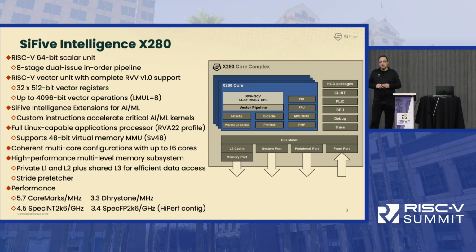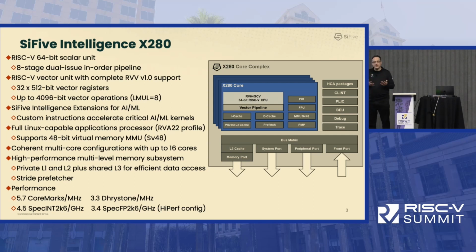In addition to the standard RISC-V vectors, we also added extensions for AI and ML. There's a few SiFive custom extension instructions, which I'll talk about a little bit later. And one thing to point out, it's a very capable number cruncher, but it's also a full-blown applications processor that's compatible with the RVA22 profile, and so can run standard Linux as well as having this vector compute capability.